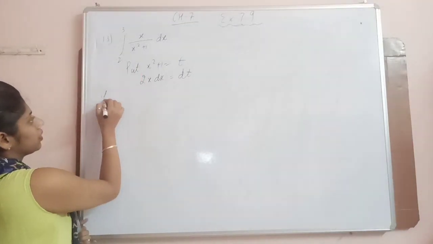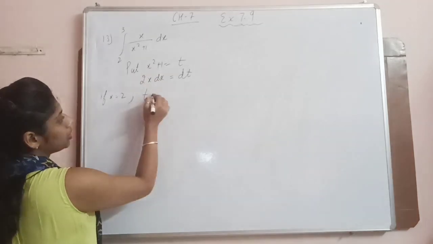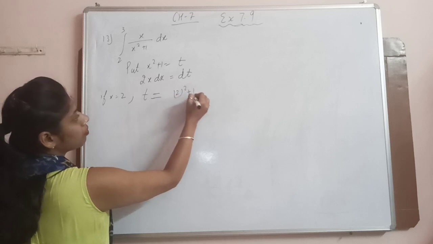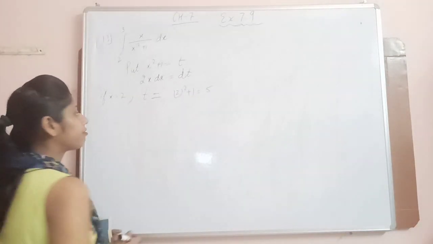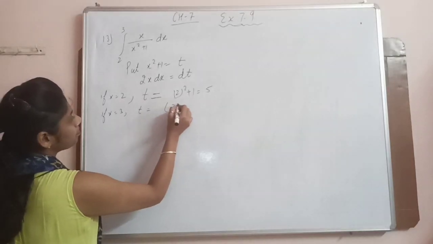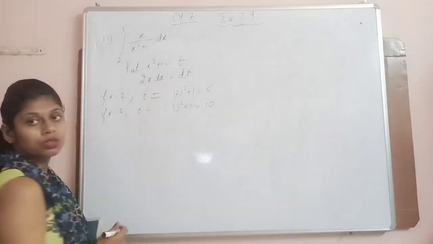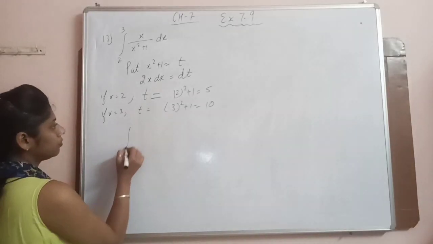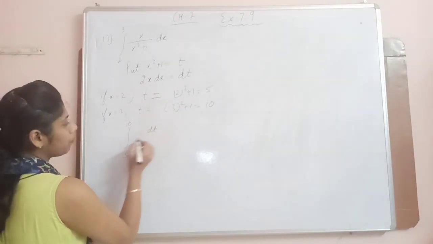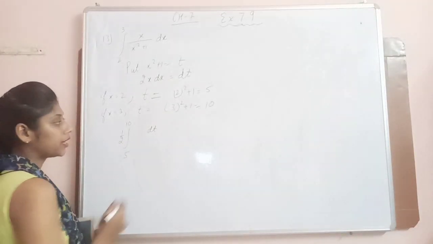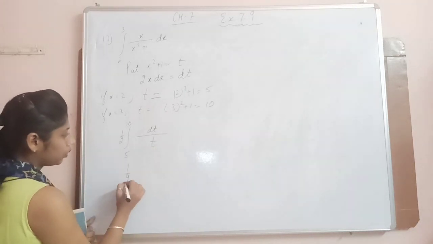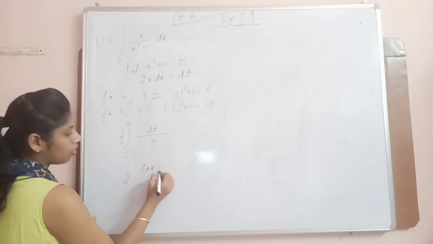If x is 2, that is your lower limit. What will be the lower limit in terms of t? 2 square plus 1, so your lower limit will be 5. Similarly, if x is equal to 3, what will be the upper limit? This is equal to 10. So your integral will have limits from 5 to 10. x dx equals dt upon 2. You can write 1 by 2 outside, upon x square plus 1 equals t. So 1 by 2 integration of 1 by t, this is log of t.